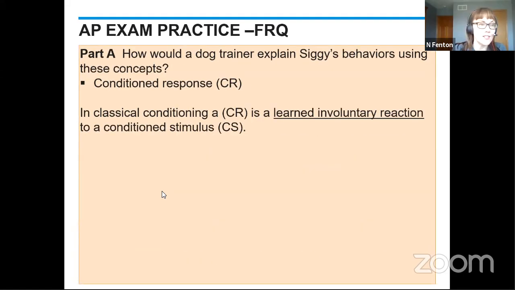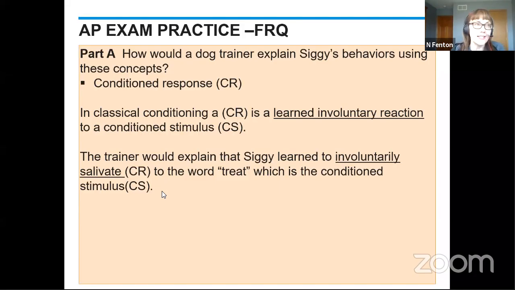The next point is the conditioned response. In classical conditioning, conditioned means learned, and it's classical, so it's involuntary. And you want a synonym for response, so maybe reaction, to a conditioned stimulus. If you use the example of Siggy running or chasing the postal carrier, it's going to be incorrect because running and chasing are not involuntary.